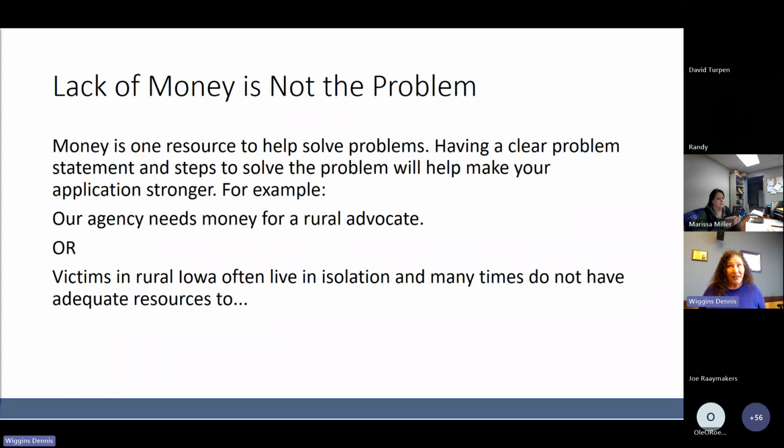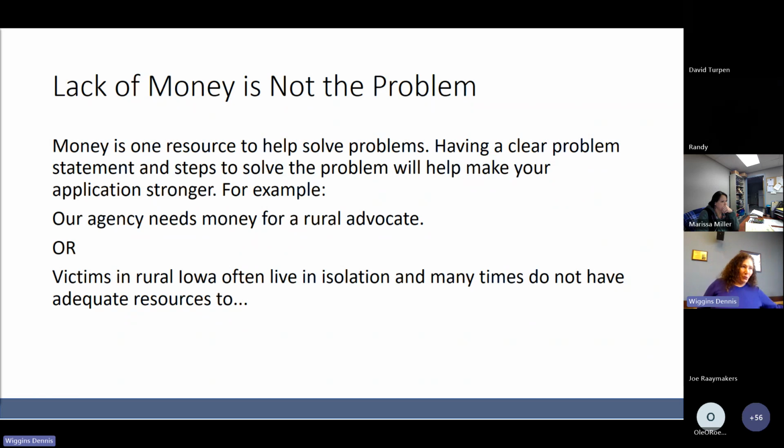So this is my advice. The very first grant training I went to, I learned this, and it holds true. Lack of money is never the problem. So when people say you have to create a problem statement, if you create a problem statement that says we have no money, that is not the problem. You need to state your problem. So I gave you an example. Our agency needs money for a rural advocate. We have no money. No, you have to say the problem is victims in rural Iowa often live in isolation and many times don't have adequate resources. That's the problem.